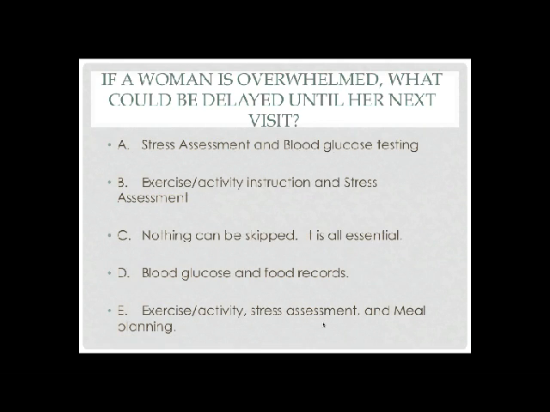So here's our first question that you are going to get polled on. If a woman is overwhelmed, what could be delayed until her next visit? I'm thinking of the first visit here. Okay, here is your question. First answer, stress assessment and blood glucose testing. Second, exercise activity instruction and stress assessment. Nothing can be skipped, it is all essential. Blood glucose and food records, or exercise activity, stress assessment, and meal planning.